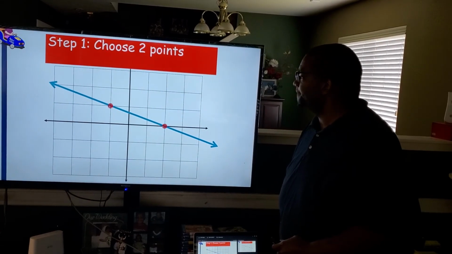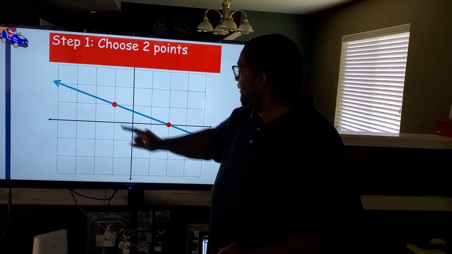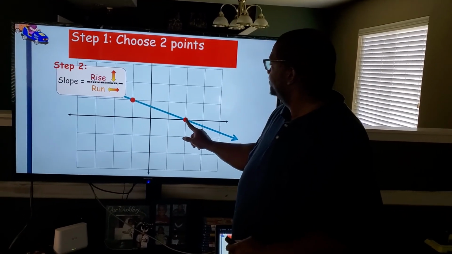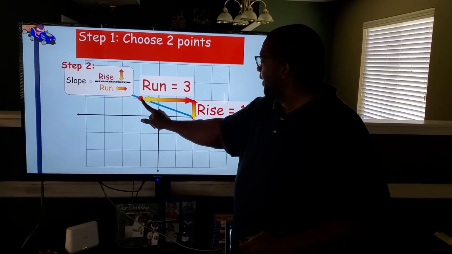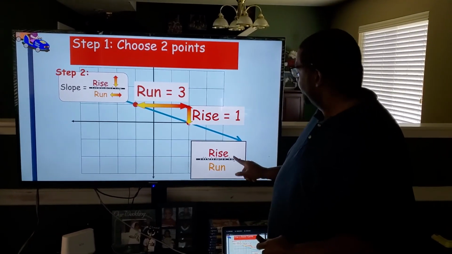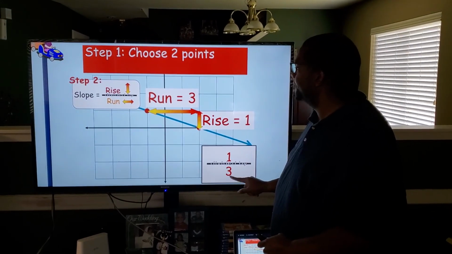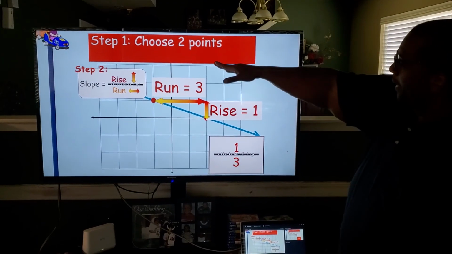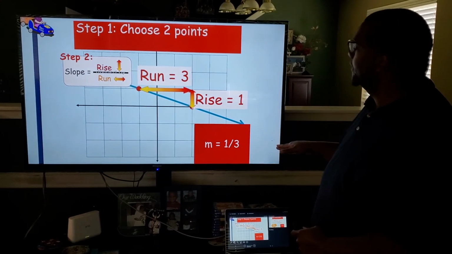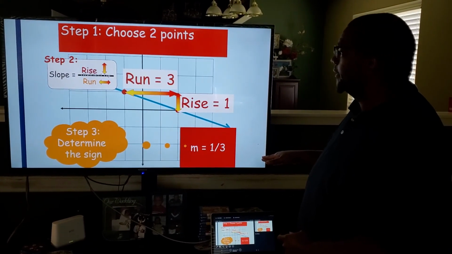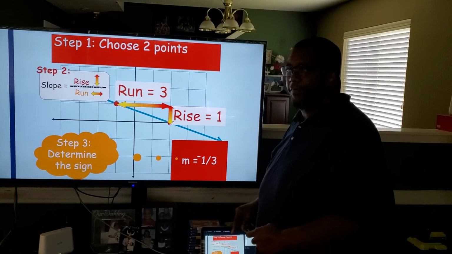Choose 2 points. I'm going to choose (2, 0) and (-1, 1). My rise, I'm going to go up 1 and left 3. When I do that, my rise was 1, my run was 3. I look at my graph. My graph is going downhill. I know a downhill graph represents a negative slope. So I know that my slope will be -1/3.